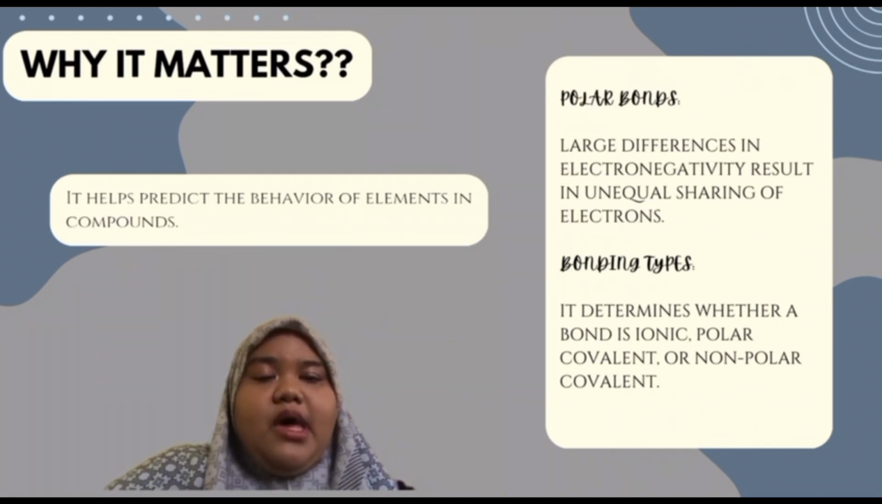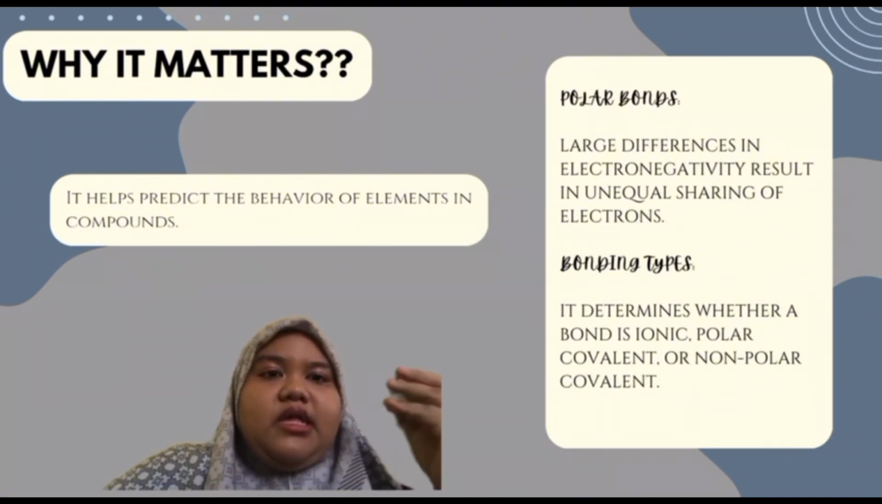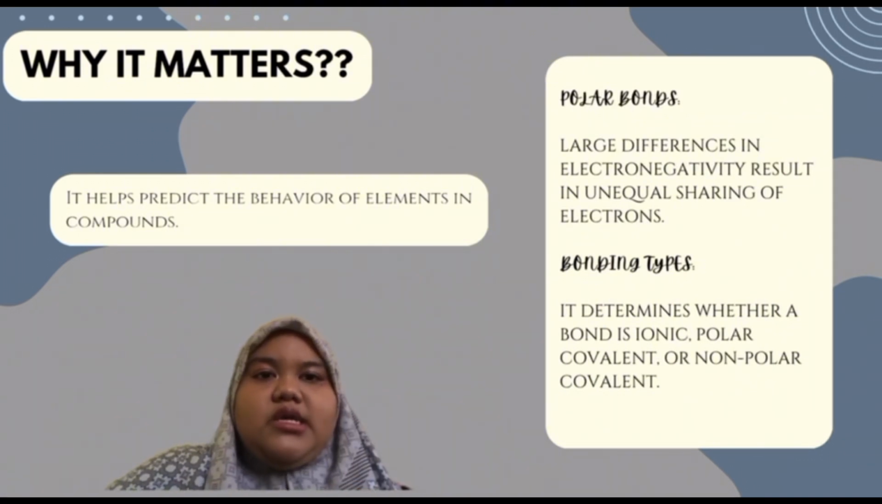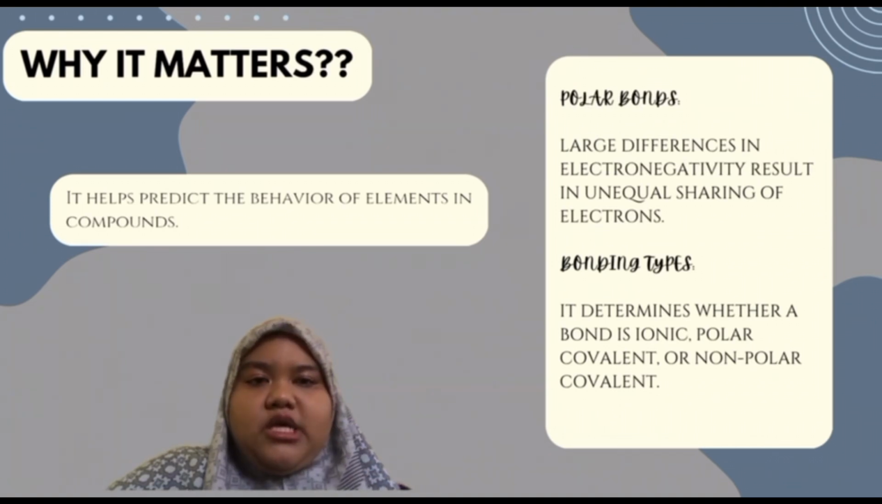To recap, electronegativity trends are, across a period, it increases due to higher nuclear charge, while down a group, it decreases due to increased shielding and atomic radius. Mastering these trends helps us decode the reactivity and properties of elements.